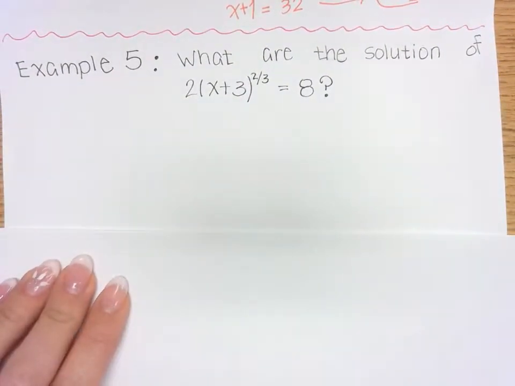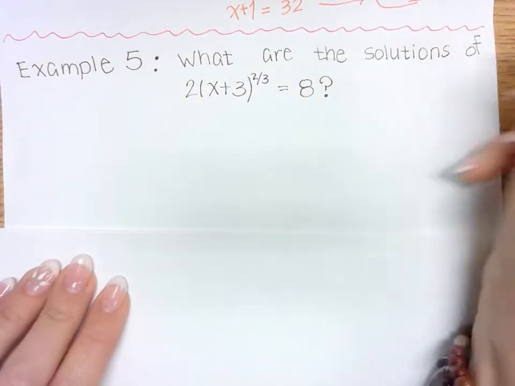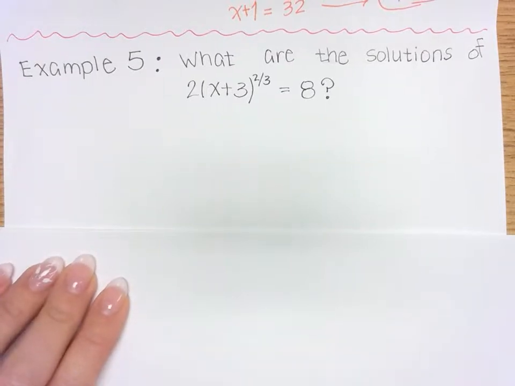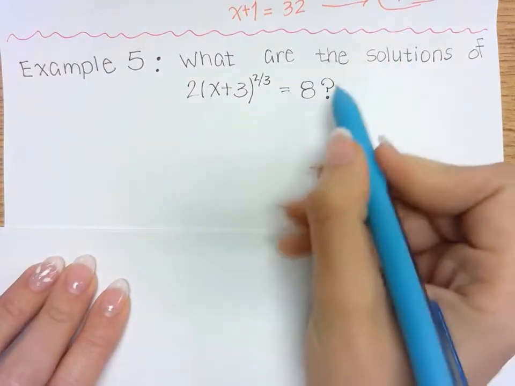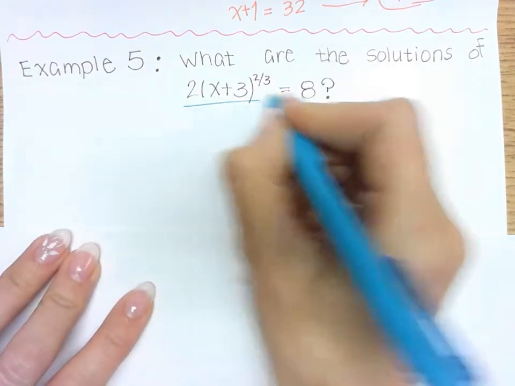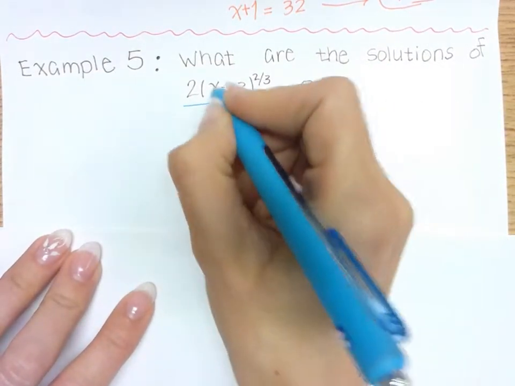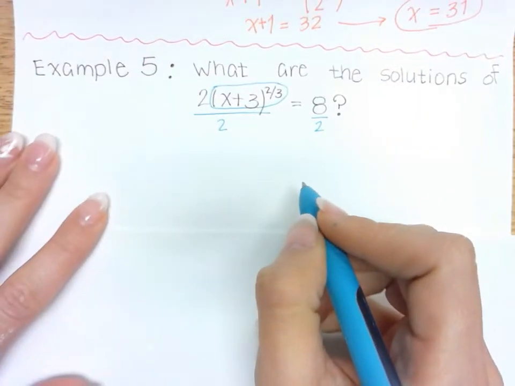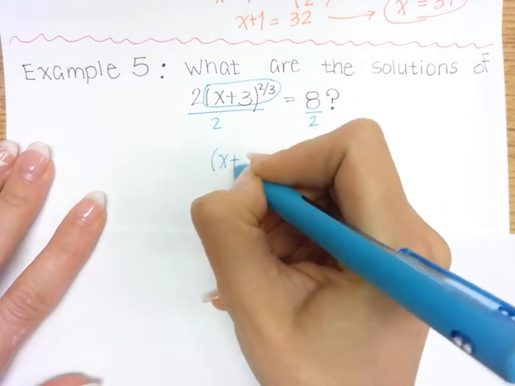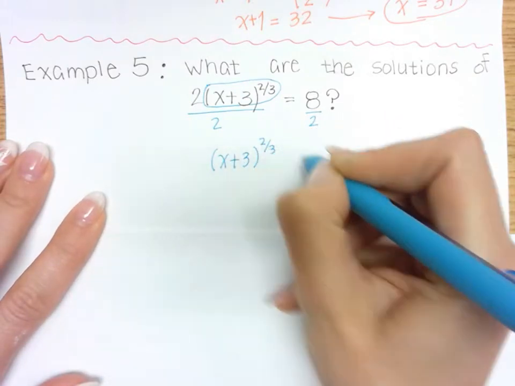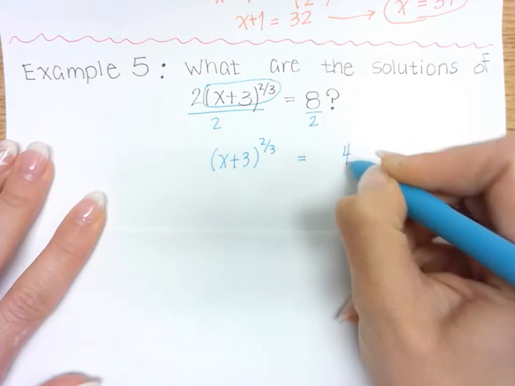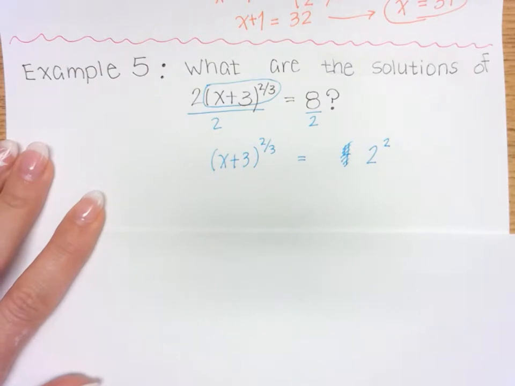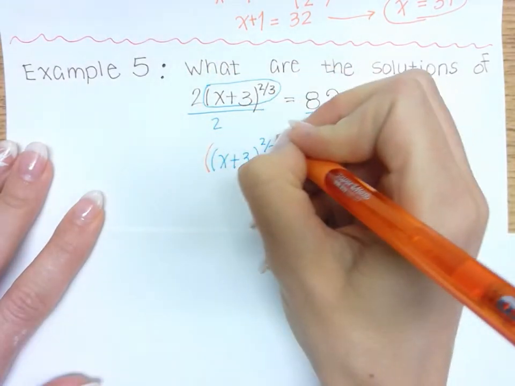What are the solutions of this problem? So you want to watch if they're asking for plural or singular. Maybe that's a hint. I'm going to divide both sides by 2. Isolate the radical. This over here is the radical, okay? Divide by 2 and we get x plus 3 to the 2/3 equals 8 divided by 2 is 4. But I could even right away replace 4 with 2 to the 2nd power. Raise both sides to the reciprocal power, which is 3 over 2.